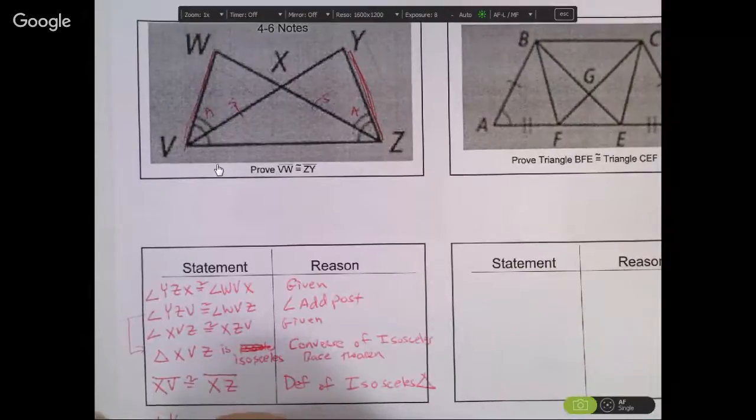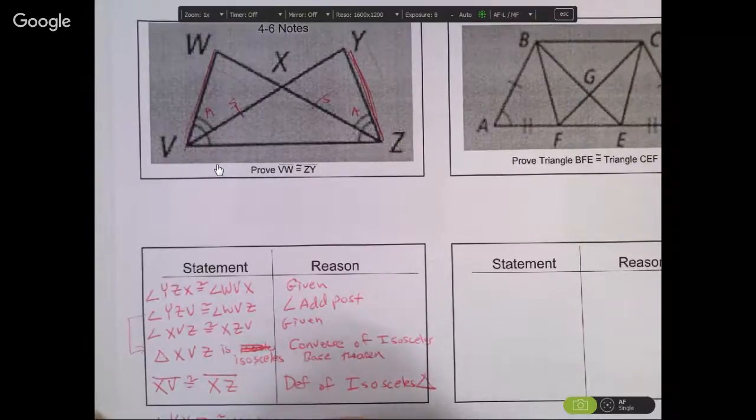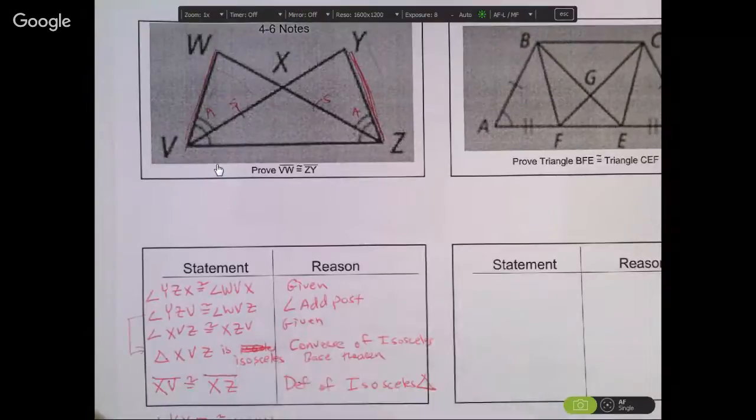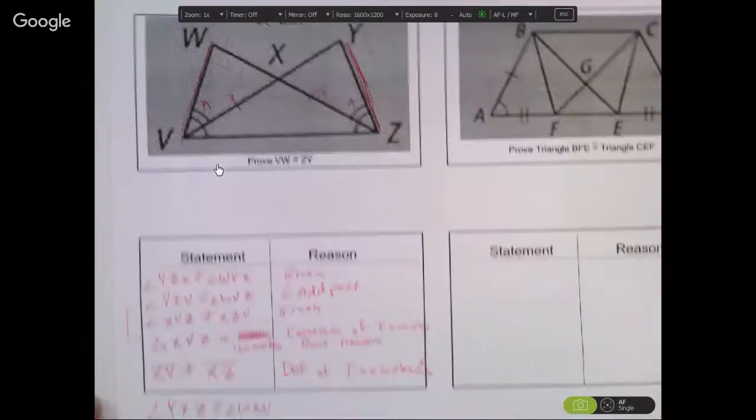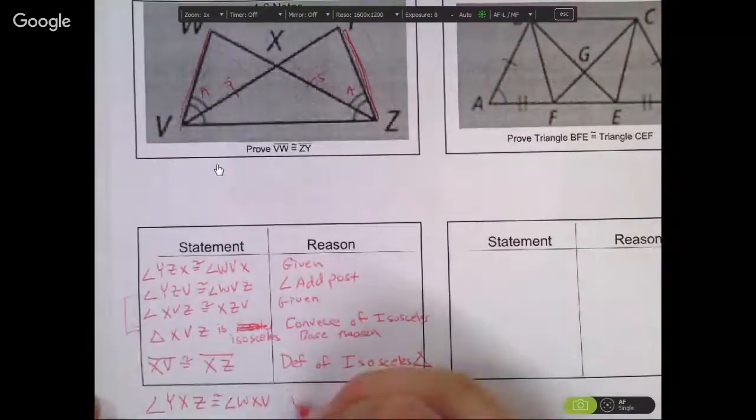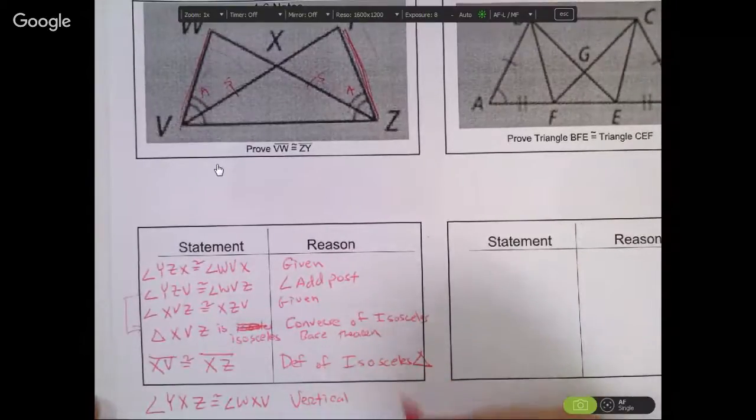Angle YXZ is congruent to angle WXV. And what makes us allowed to say that? Vertical angles.